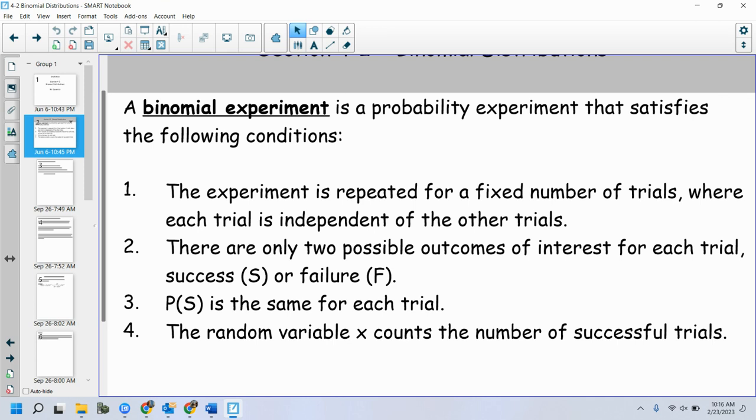A binomial experiment is a probability experiment that satisfies the following conditions. There are 4 conditions for a binomial experiment. And there's going to be a couple questions on the quiz that say, okay, is this a binomial experiment or not?